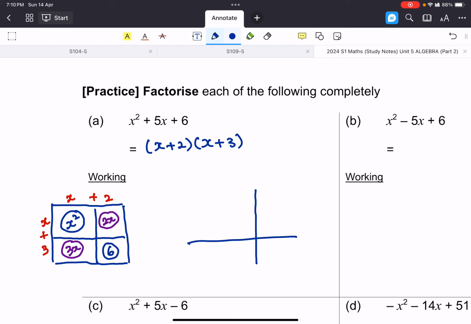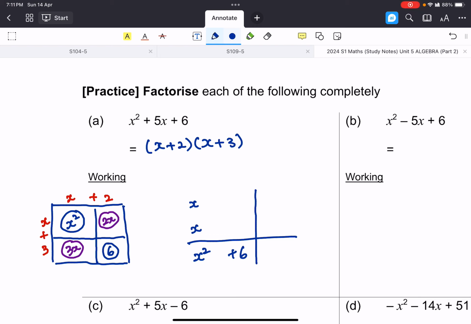We're going to park the x squared over here, and then we're going to park the 6 over here. Let's put positive 6. Okay. So the idea behind it is I'm going to find a combination that will give me the x squared. In this case, it will be x by x. So x times x gives me the x squared.